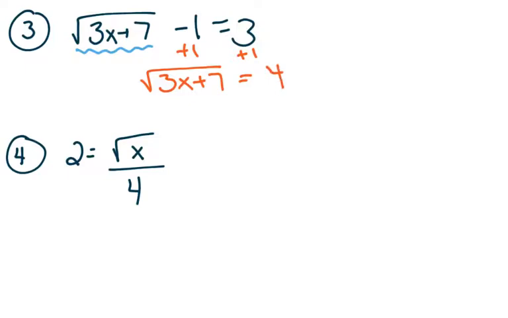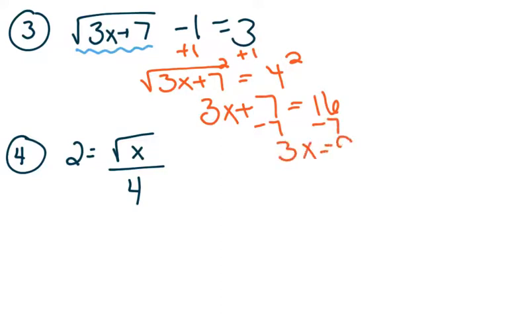All right, now we're ready to get rid of the square root sign. So I'm going to square it. I'm going to square it. That would give me 3x plus 7 equals 16. All right, basic algebra from here. Let's just solve for x. We minus 7. Minus 7. We get 3x equals 9. Divide by 3. Divide by 3. Looks like x equals 3.